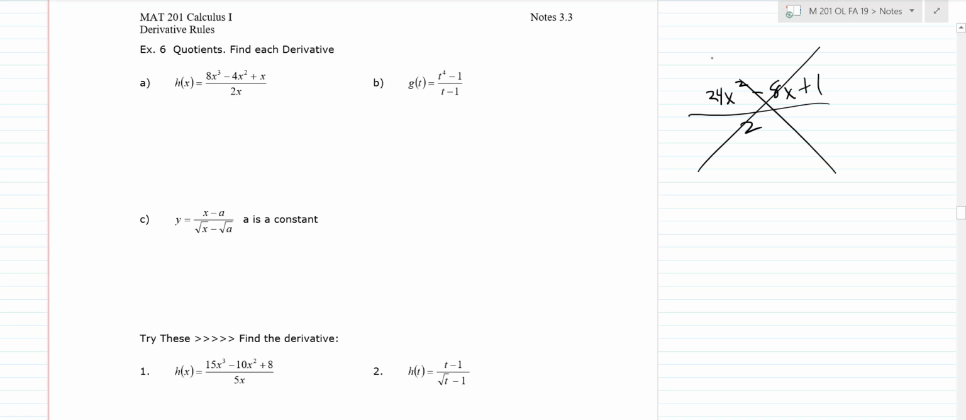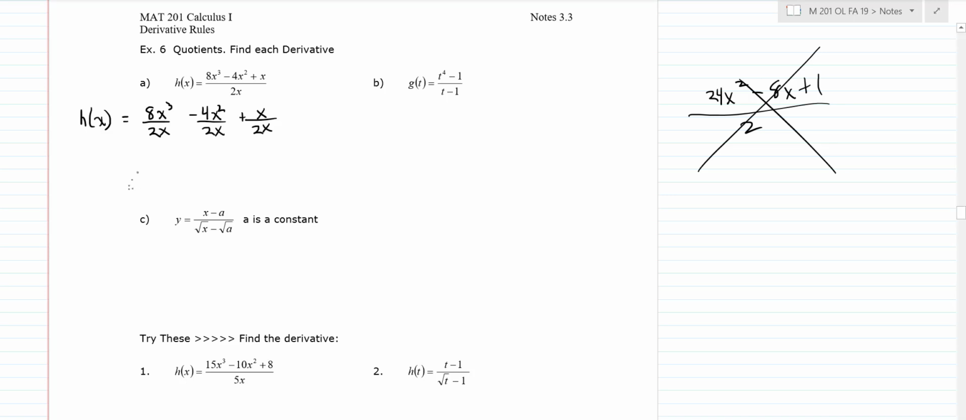All right, so the only choice you have is to do this. At this stage in the class, you just need to split this fraction up. So you're going to have 8x to the third over 2x minus 4x to the second over 2x plus x over 2x. Split it up. Okay, then simplify, then do the derivative.